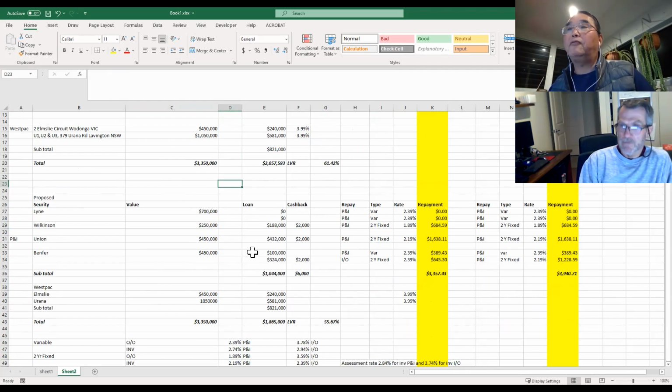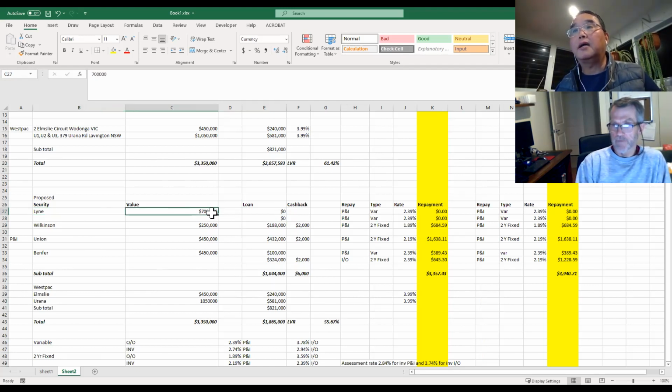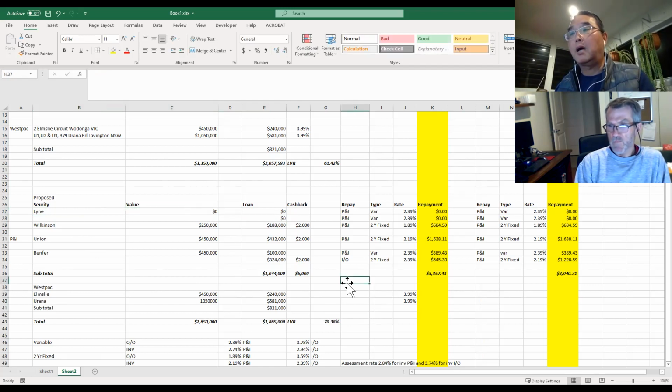That's fine. But if you want to pay out these loans, and we don't need this line street property, then what does that do to our LVR? Okay. LVR will be over 70%.